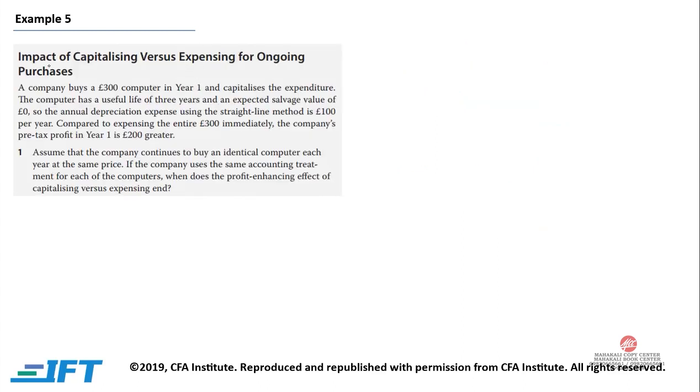Example 5. Impact of capitalizing versus expensing for ongoing purchases. A company buys a $300 computer in year 1 and capitalizes the expenditure. The computer has a useful life of 3 years and expected salvage value of 0. So the annual depreciation using the straight line method is $100. So 300 minus 0 divided by 3, that is your number of life, gives us $100.